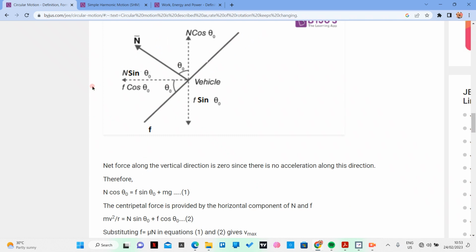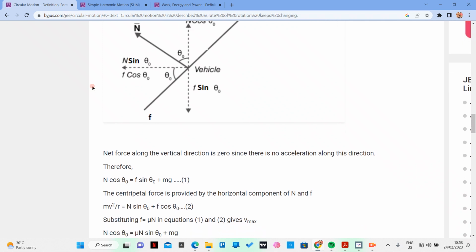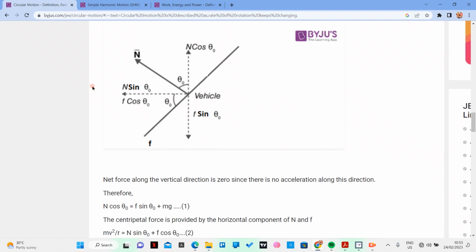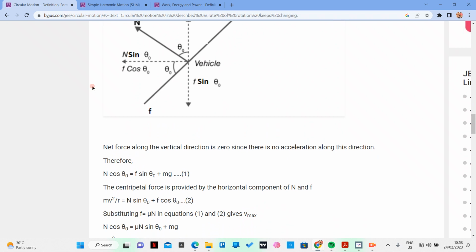Basically they resolved each and every one of those forces into the vertical and the horizontal. What they are saying is that in the vertical direction, the net force is 0. So the sum of the upward forces will be equal to the sum of the downward forces from equilibrium of forces. So you have N cos theta equals F sin theta plus mg. Now they said the centripetal force is provided by the horizontal component of N and F.